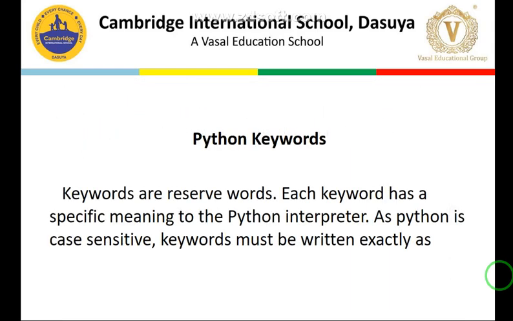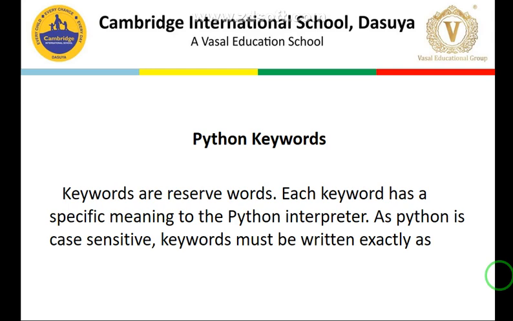Moving forward, our today's topics start with keywords. Students, this is a very important term. Keywords are reserved words. Reserved means their meaning is already defined inside Python. They have a specific meaning, and we cannot use them for other purposes. As Python is case sensitive, a small a and a capital A are both different, they are not the same. We'll take an example also.